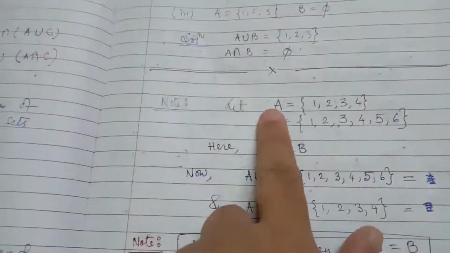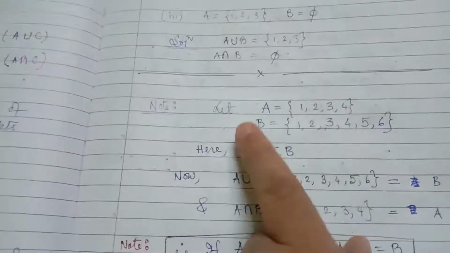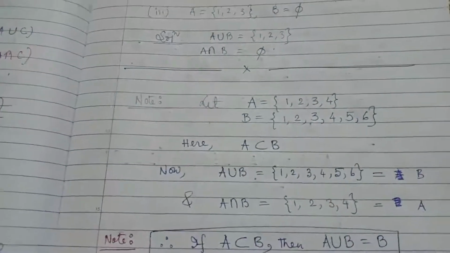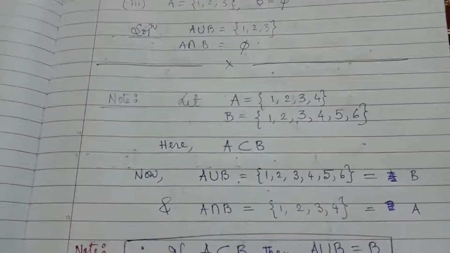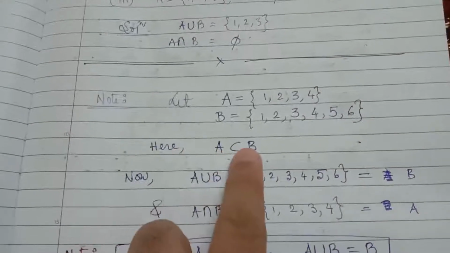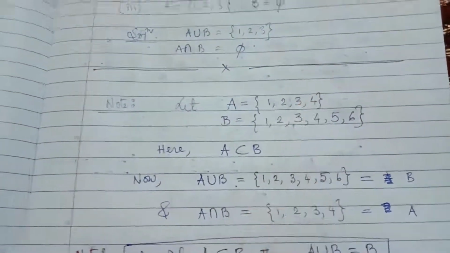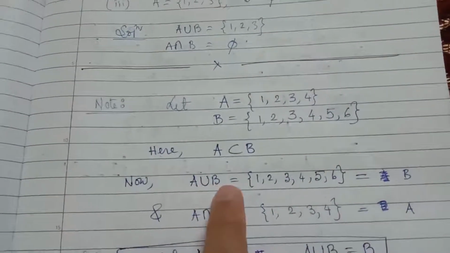Suppose A equals {1, 2, 3, 4} and B equals {1, 2, 3, 4, 5, 6}. Here A is a subset of B. B is the bigger set, A is the smaller set. Now what is A union B?